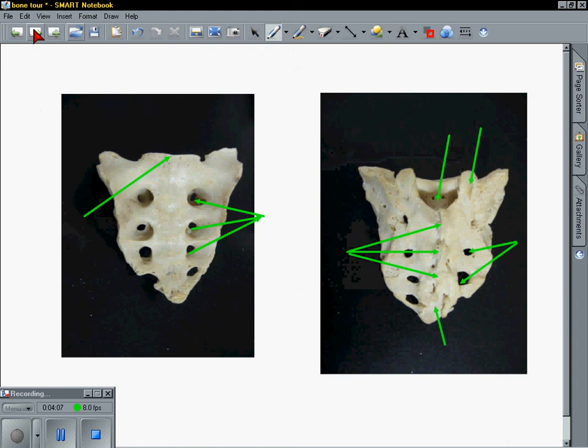Here we have the sacrum. I probably should have let you say that by yourself because you knew that. And this is from an anterior view, the one on the left, and the one on the right is the posterior view. Because of the way this is photographed, you cannot tell that the curve on the anterior view is toward you, which is more like a concave, whereas the posterior is convex.